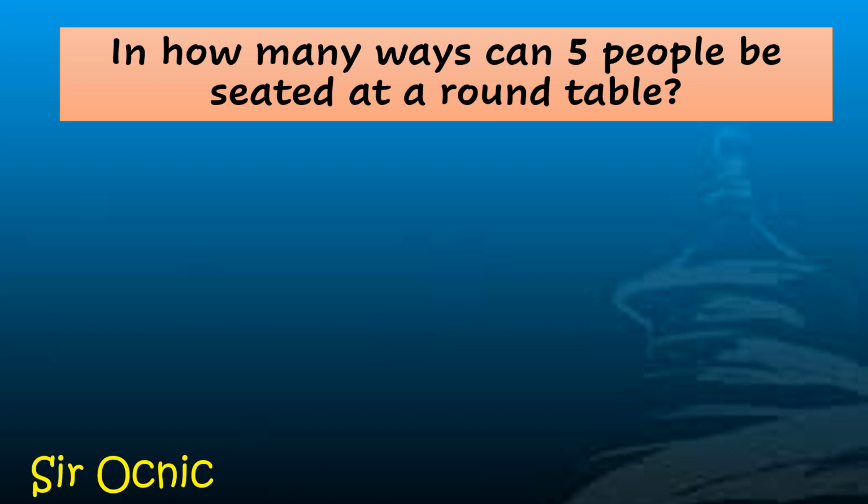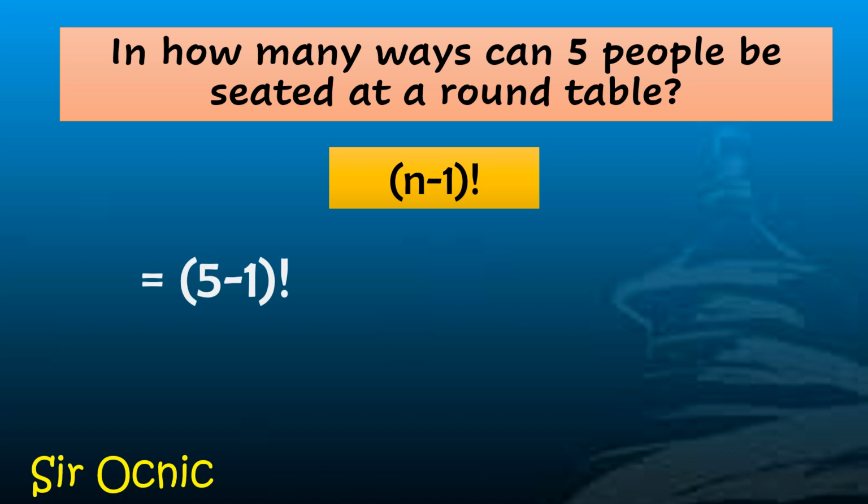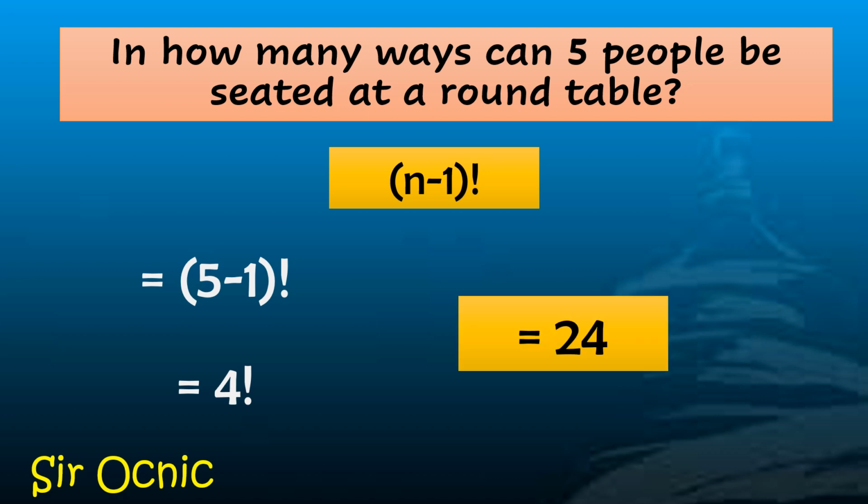In how many ways can 5 people be seated at a round table? Using the formula quantity n minus 1 factorial with n equal to 5, we have 5 minus 1 factorial, which is equal to 4 factorial. And 4 factorial is equal to 24. That means we have 24 ways of arranging 5 people at a round table.